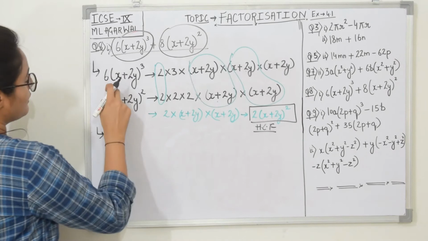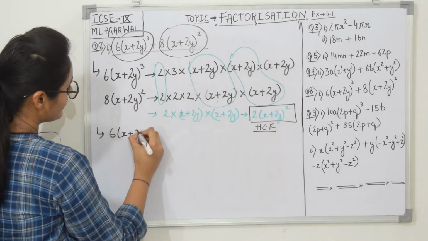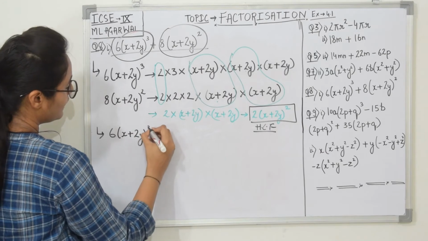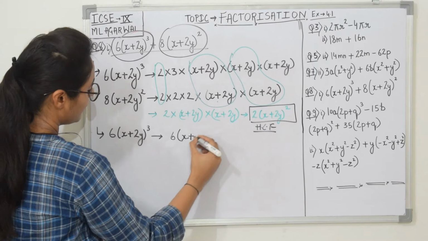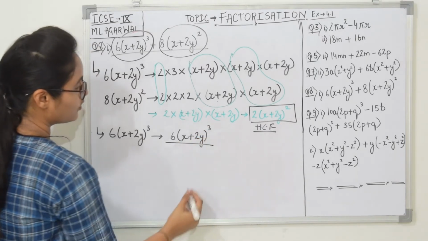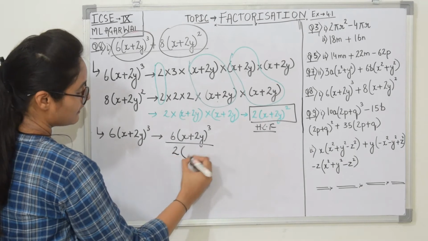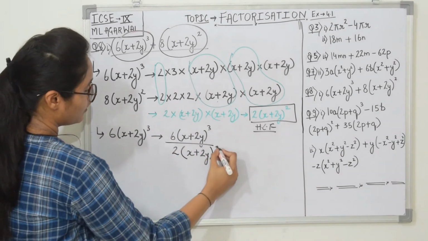You have to divide your terms with the HCF only. So (6x + 2y) whole cube. If you are going to divide it with your HCF, you will be getting what? (6x + 2y) whole cube, dividing it by your HCF, that is (2x + 2y) whole square.